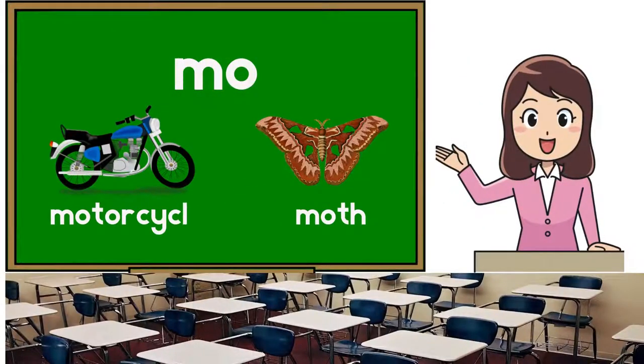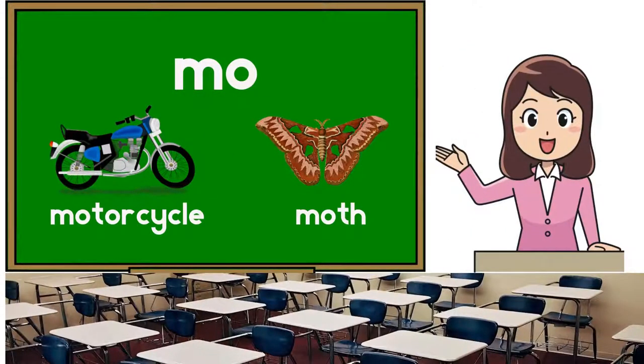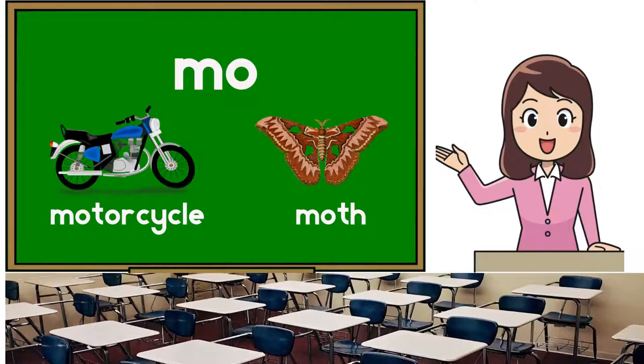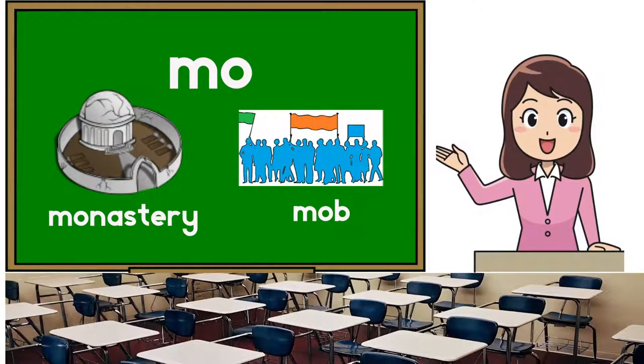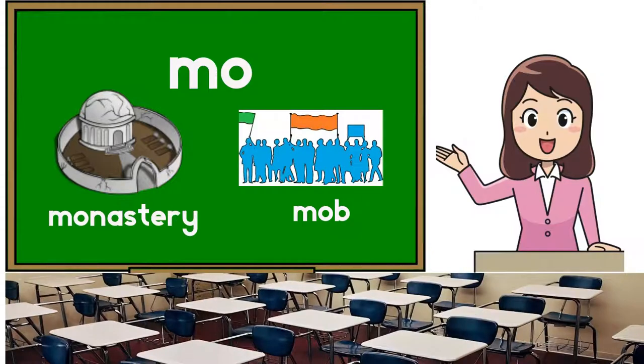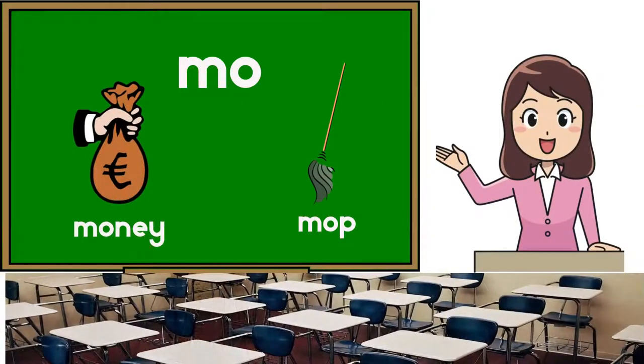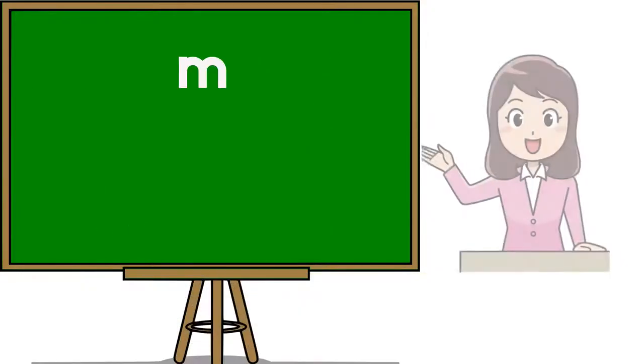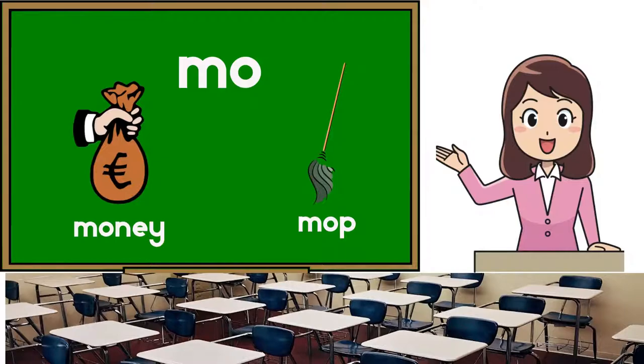Again. Mo. Again. Mo. And mo is for motorcycle. Mo, mo, motorcycle. Mo is for moth. Mo, moth. Mo is for monastery. Mo, mo, monastery. Mo is for mob. Mo, mo, mob. Mo is for money. Mo, mo, money. Mo is for mob. Mo, mob.